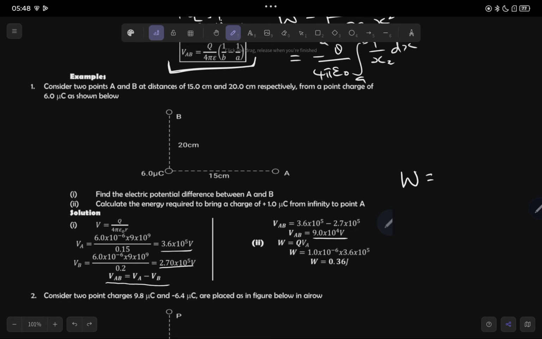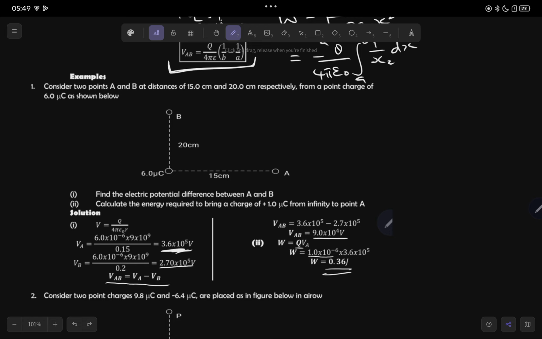charge at that point. Now, potential energy is given by the work done in moving from infinity to a point A, and is always given by the charge Q at A times the electric potential at A. So, in this case, you're moving a charge of positive 1 microcoulomb. So, in the place of Q, we shall substitute 1 times 10 power negative 6. The electric potential at A was found as 3.6 times 10 power 5. We substitute and get the answer 0.36 joules. So energy and work is in joules.